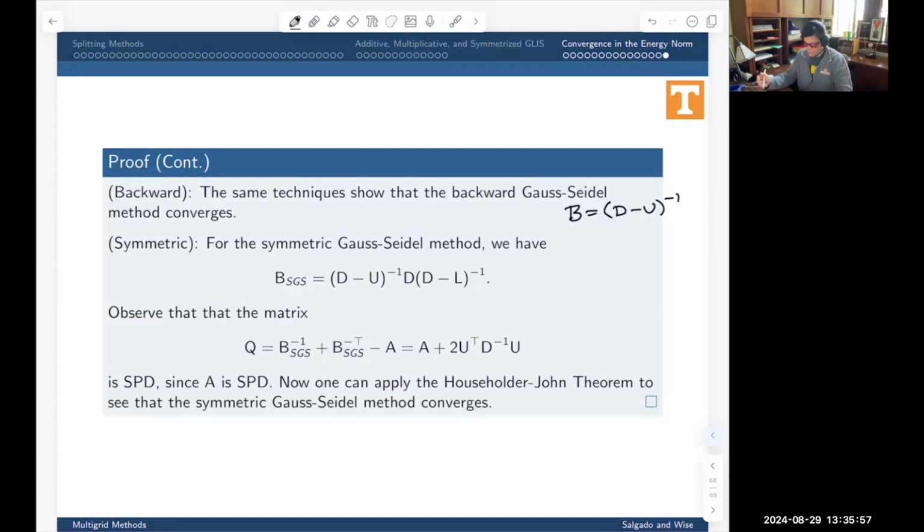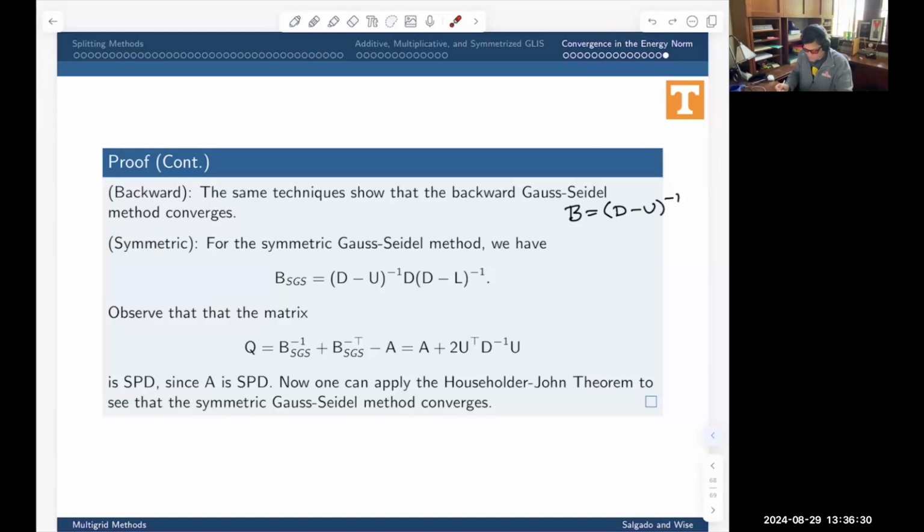Now let's finish up. The last thing we might want to do is show that the symmetric Gauss-Seidel method is convergent. And for this one, let's use the Householder-John theorem. For the symmetrized Gauss-Seidel method, or the symmetric Gauss-Seidel method, you may recall that the iterator matrix is given by that product. So it's all these matrices here: (D minus U) inverse times (D minus L) inverse.